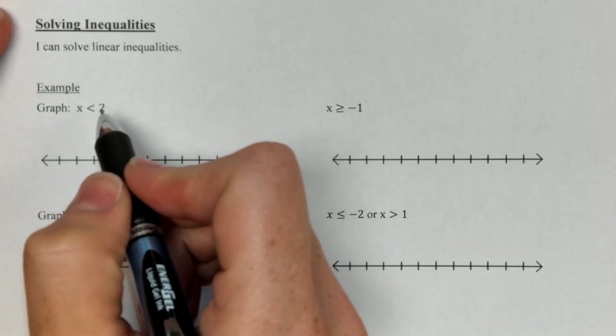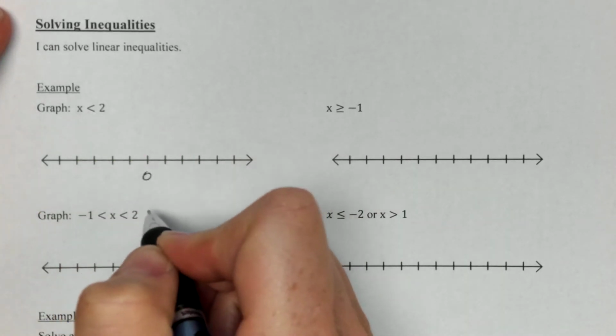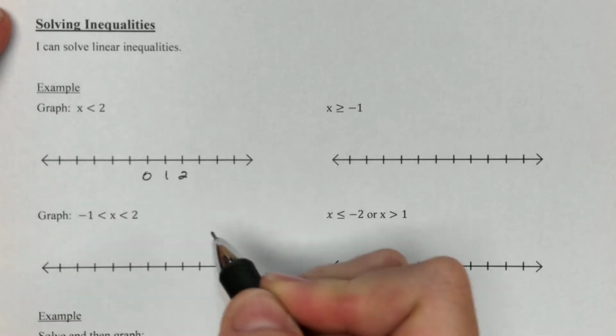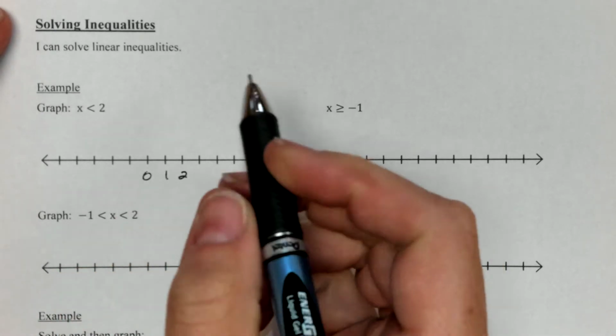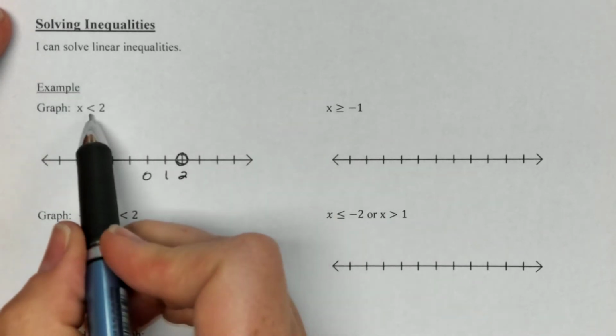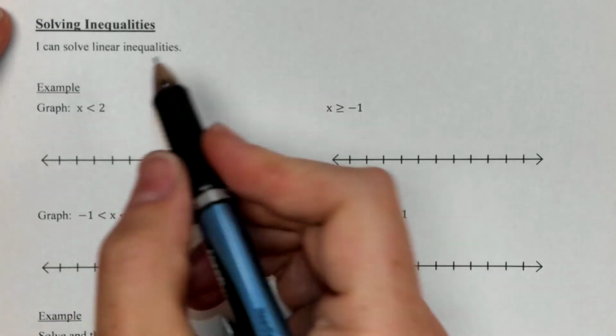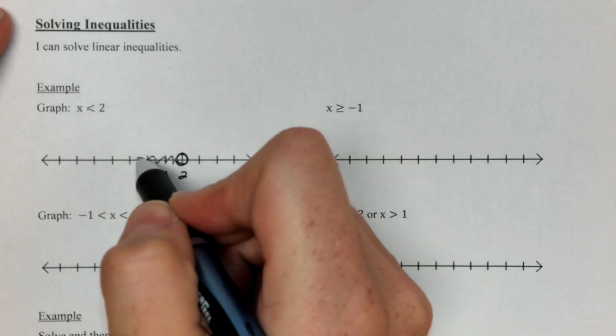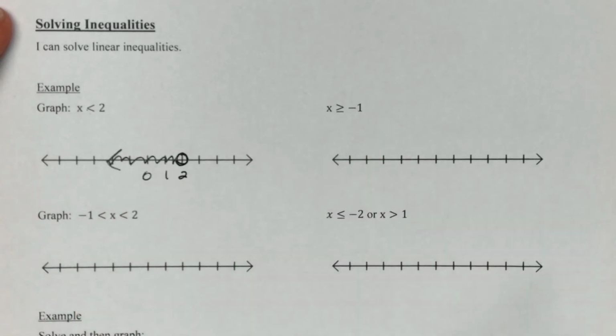This symbol means less than, so wherever you decide to start your number line, I just put a 0 there. You could just put the 2 there if you wanted. We'll put an open circle on 2 because a less than means only an open circle. It's not filled in, and we're doing everything less than 2, so we're going that way.